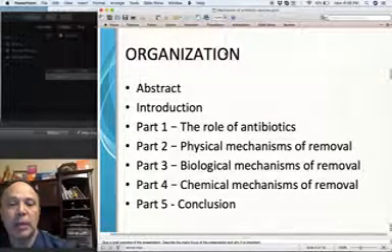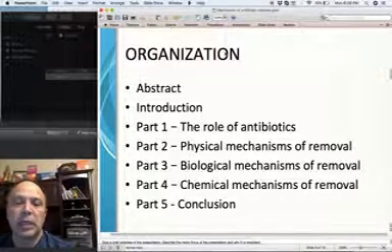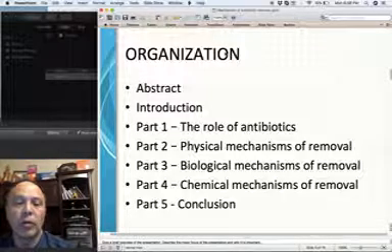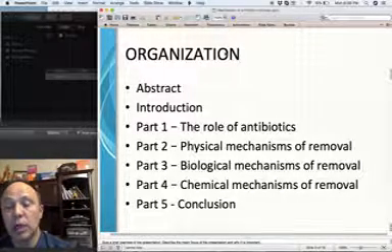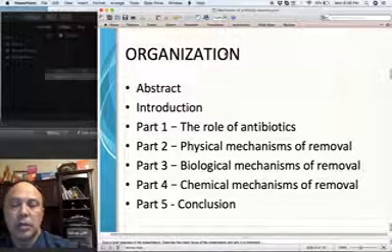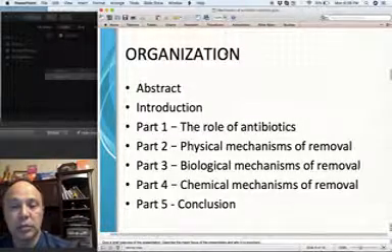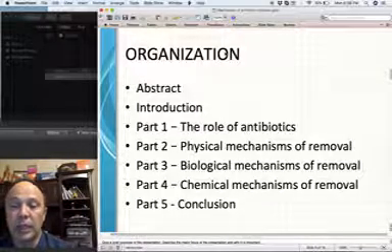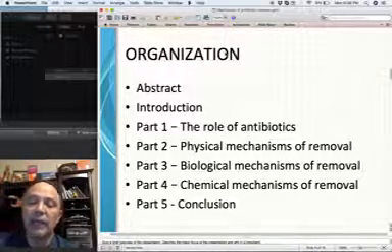This is how my paper is organized. I started with the abstract, which I touched upon. Then I follow up with an introduction, and in part one, I talk about antibiotics. I give a background on antibiotics, and I go into physical, biological, and chemical mechanisms of removal, and then I finish with a conclusion.